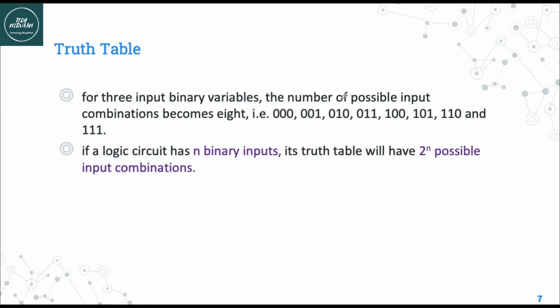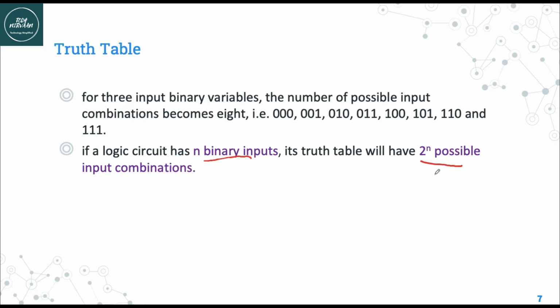So for 3 input variables, the possible combinations would be like this: 0 0 0, 0 0 1, 0 1 0, 0 1 1, 1 0 0, 1 0 1, 1 1 0 and 1 1 1. So from this we can say that for n number of binary inputs of any logic circuit, the truth table will have 2 raised to n possible input combinations.